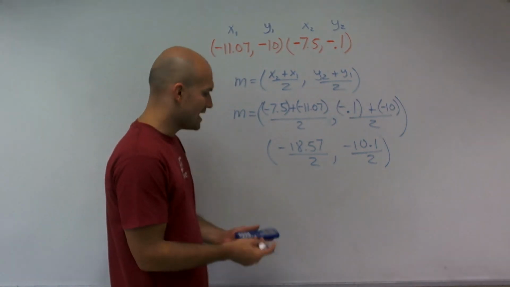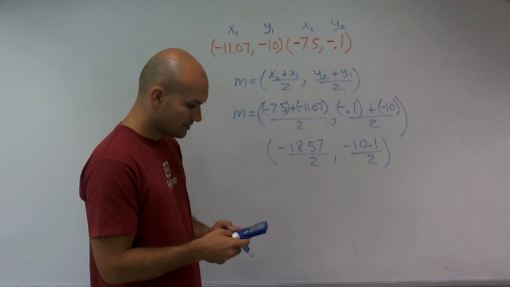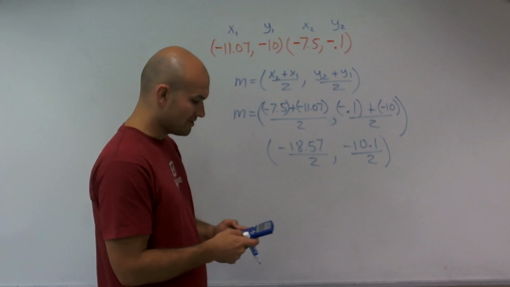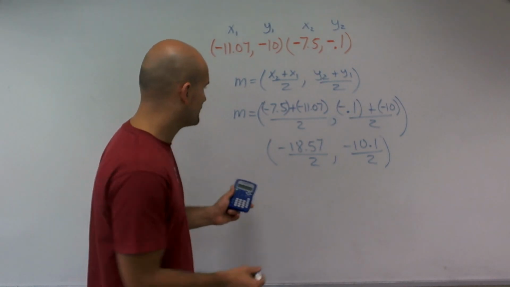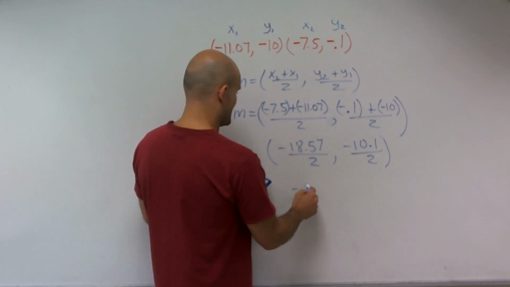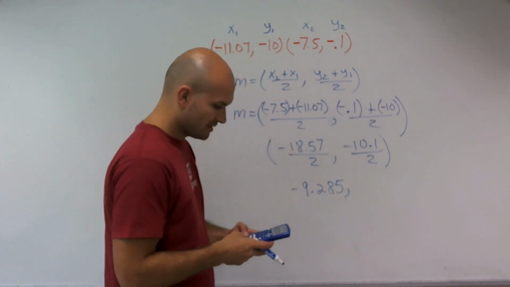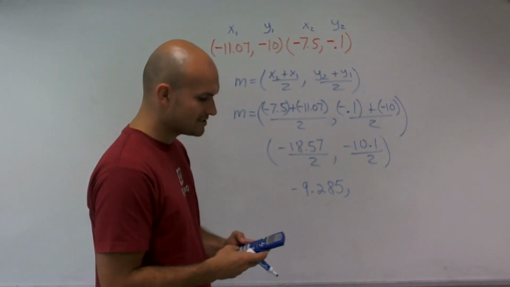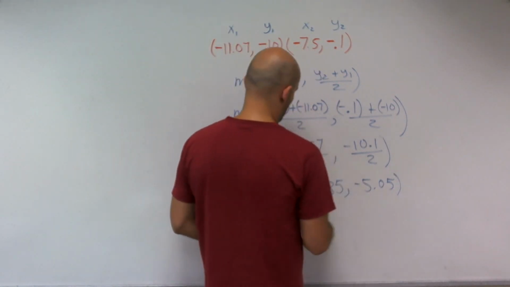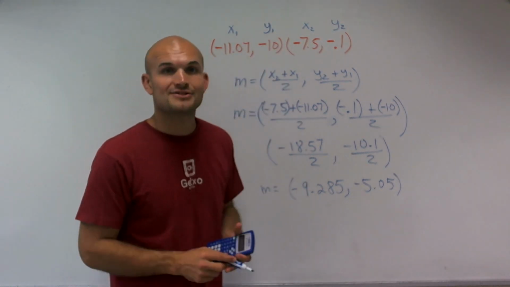Now I need to divide both of these numbers by 2. You could do this in your head, or you can double check in your calculator to make sure you have all the math correct. For negative 18.57 divided by 2, I get negative 9.285, comma, and negative 10.1 divided by 2 equals negative 5.05. And there you go. That is your midpoint between these two endpoints.